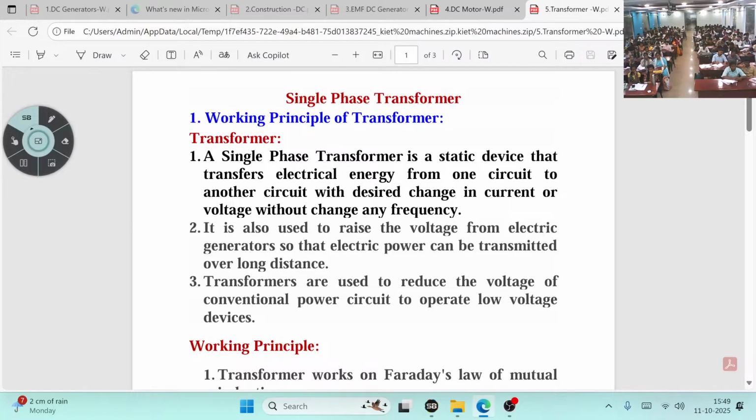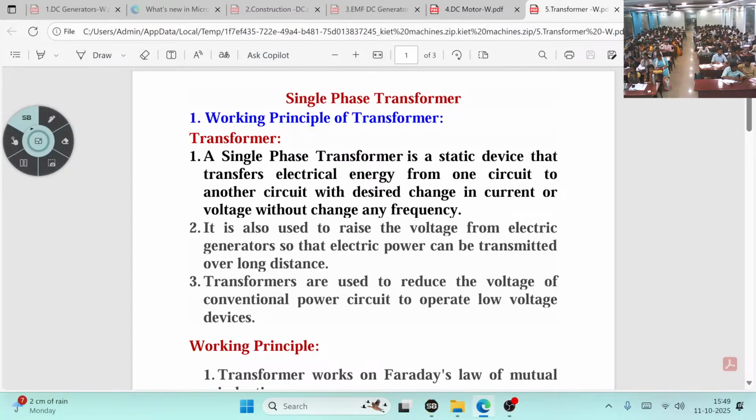Just note down the applications. Now in DC machines we covered DC generator: principle of operation, construction, EMF equation, problems. For DC motor, the principle of operation alone is enough. Construction is already the same as DC generator construction. Right, we'll move to the transformer now.